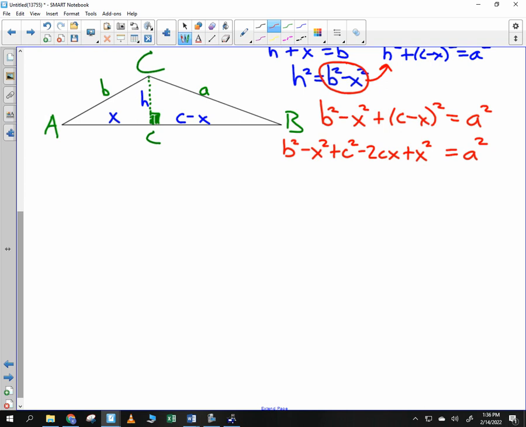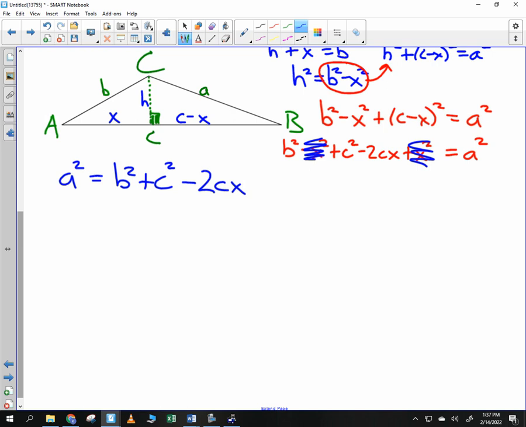What happens? What cancels? The X squareds go away, don't they? The X squareds are gone. Yeah, I could actually write this as A squared is equal to B squared plus C squared. That looks pretty nice. But then I got this minus 2CX. And remember, our goal is to get rid of what? The X's and the H's. We're almost there, aren't we? We just got to get something to go in for X.